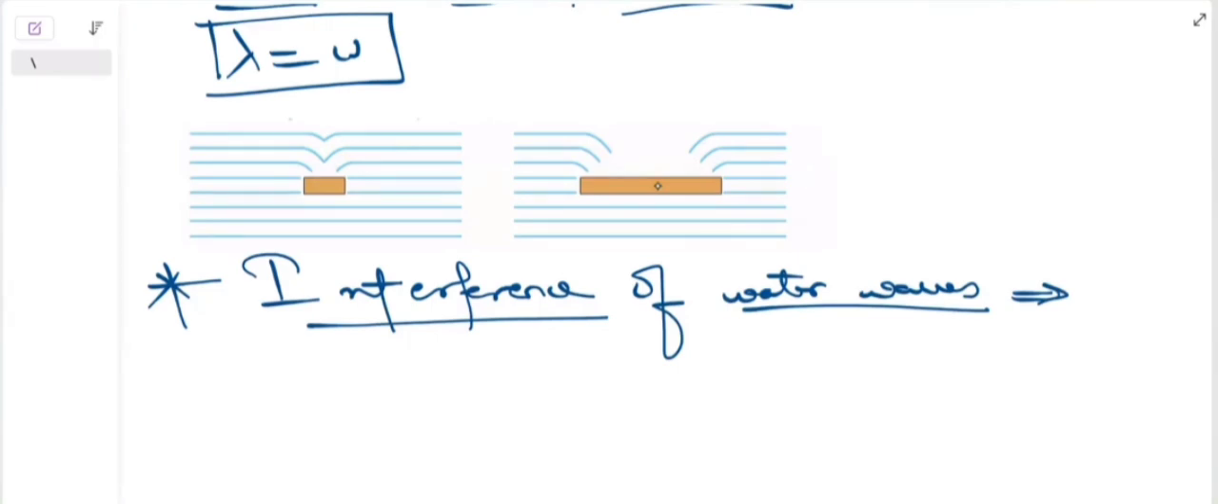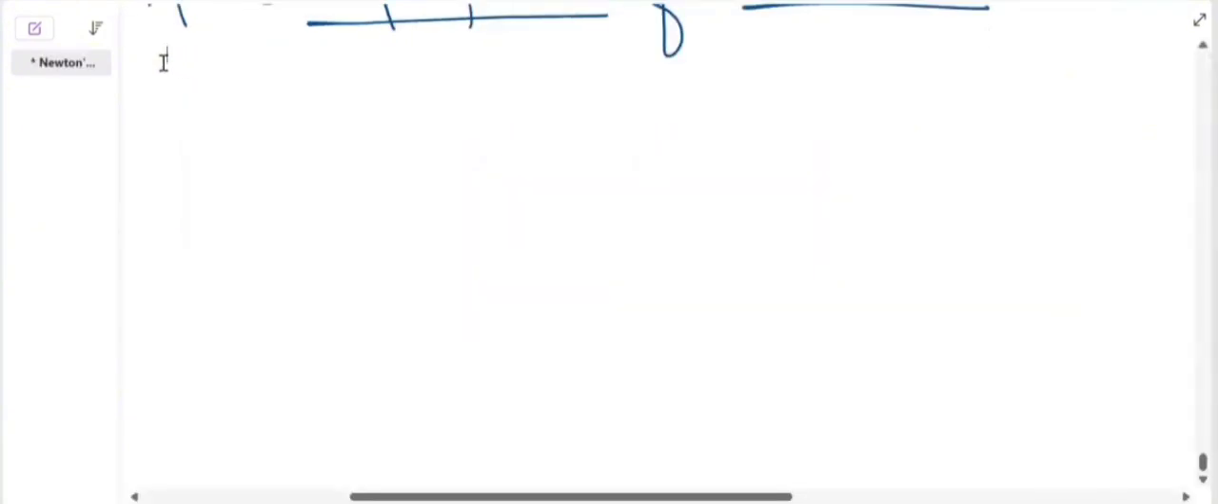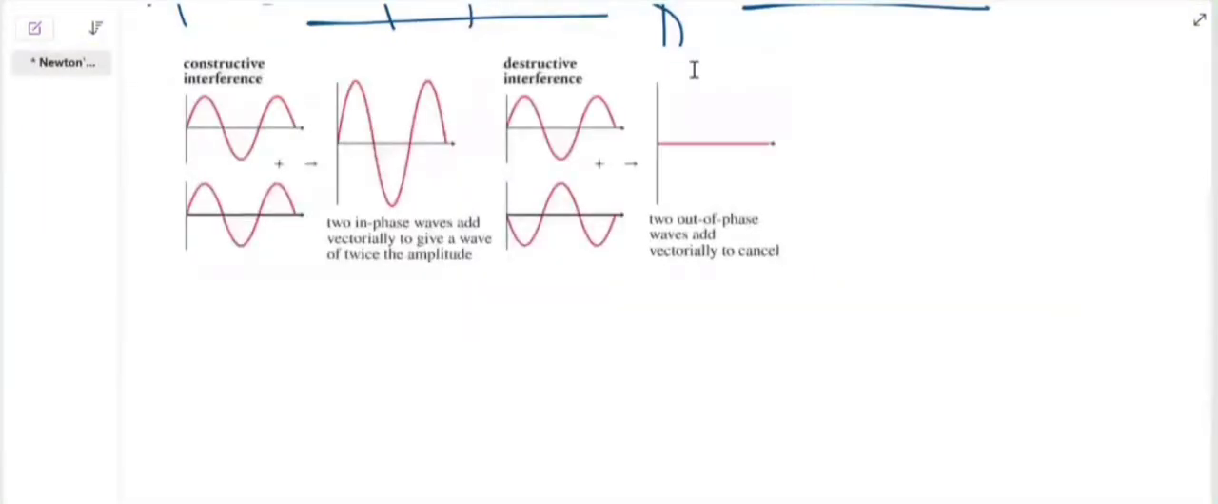What I'm saying is, if the frequency of the individual waves is equal, then the resulting amplitude will be constant. And they are related to the phase difference in the waves. If they are in phase, they will create constructive interference, and when they are out of phase, they will create destructive interference. Making sense? Any doubts?